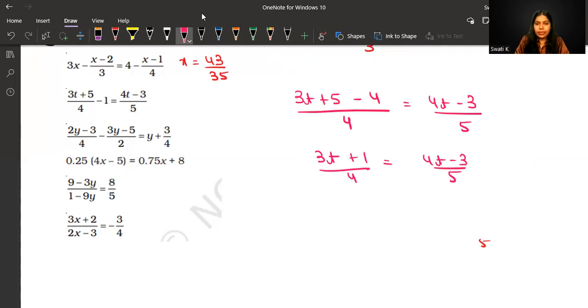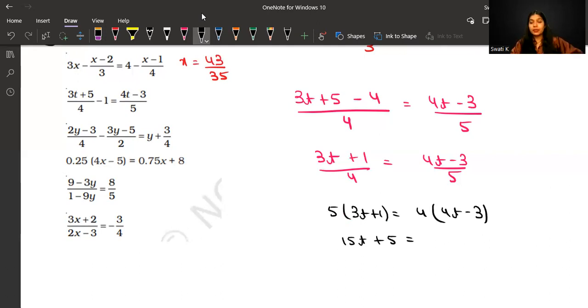If I do cross multiplication here, of course it will become 5 times 3t plus 1, and this will become 4 times 4t minus 3. Now using the distributive property, this will become 15t, and 5 times 1 is 5, and this will become 4 times 4t, that is 16t, minus 4 times 3 is 12. So I'll just keep 5 as it is, minus 12 I'll shift to the other side, so plus 12, and 16t as it is, plus 15t if I shift to the other side, so it will become minus 15t.